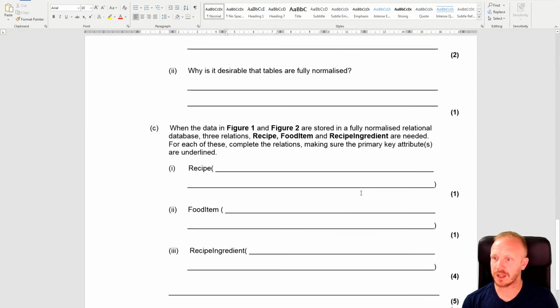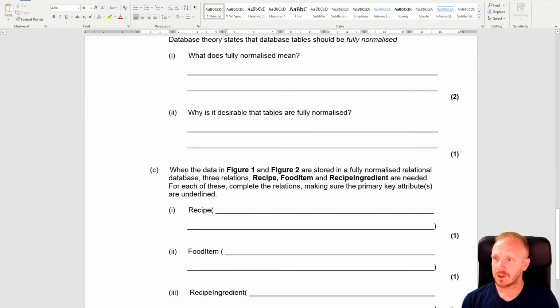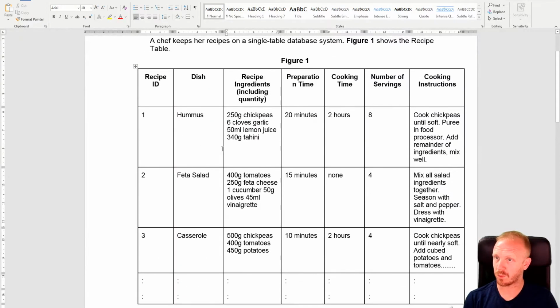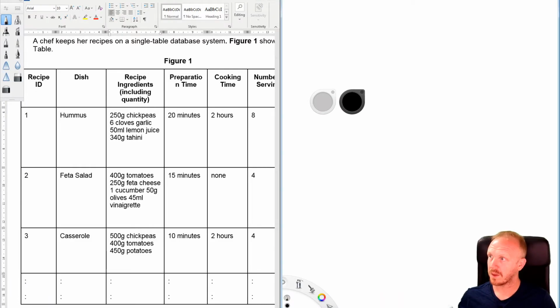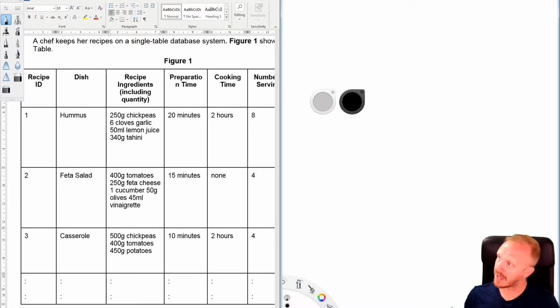So let's go on to actually doing the normalization then. So when the data in figure 1 and figure 2 are stored in a fully normalized relational database, 3 relations, recipe, food item, and recipe ingredient, are needed. For each of these, complete the relation. So let's have a look at what we would have to actually do to normalize this. So put this over here, put this over here, and let's have a look at how we could normalize this.